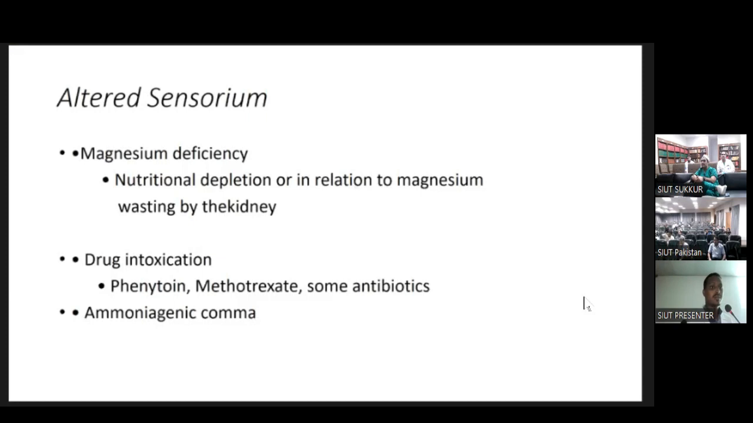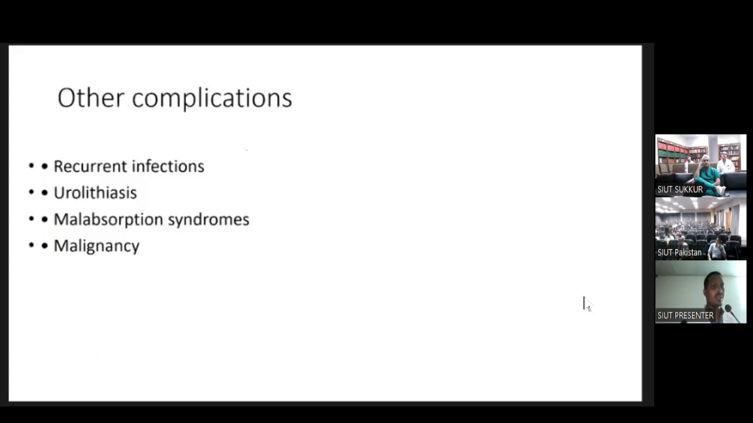Yes, sir. Altered sensorium is mostly magnesium deficiency, nutritional debilitation, or magnesium wasting of the kidney. Drug intoxication is mostly from those drugs which are excreted into the gastrointestinal tract, so if there is an issue, then they will have mebendazole, methotrexate, and some antibiotics. Hyperammonemic coma is common for those patients who have cirrhotic liver. So you have to see pre-operatively how the liver function of the patient was, and compared to that, decide which diversion you are performing for the patient. Other related issues are recurrent infection, urolithiasis, malabsorption syndrome, and malignancies.